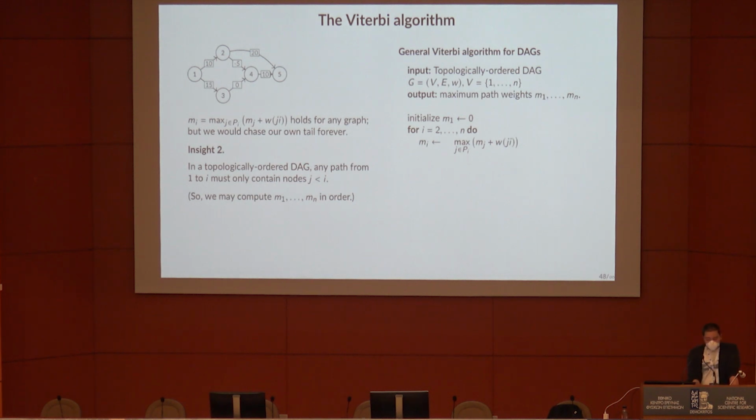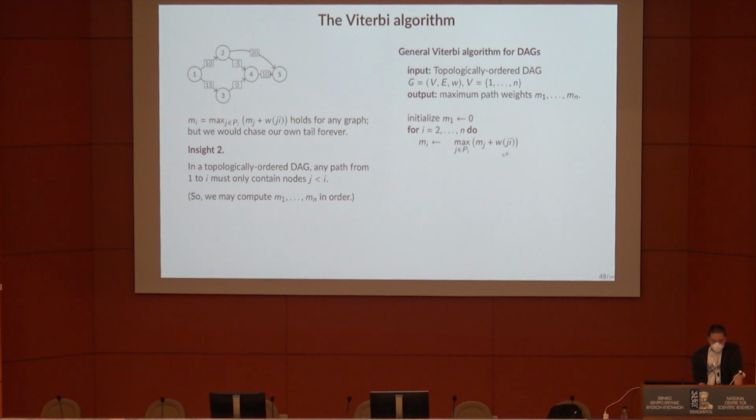Given a DAG arranged already in topological order, we want to output the weights of the maximum path M1, M2, up to Mn. So these are the weight of the maximum path up to 1, the weight of the maximum path up to I, and so on. Like I said, M1 is always 0. It's the empty path from 1 to 1. M2 can be considered by extending that empty path with exactly one arc, right? The arc 1, 2. It's only one choice, right?